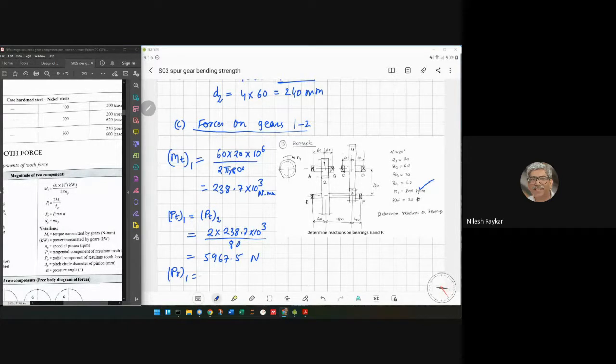and PR1, which will be equal to PR2, would be given by PT1 into tan of alpha. So pressure angle is given as 20 degrees. So this gives us 2172 Newton. So these are the forces which are acting at gear pair 1 and 2. Now similar calculations we have to do for gear pair 3 and 4 in order to calculate what is the force acting at this junction, that is the 3 to 4 junction. So next we'll do that calculation.